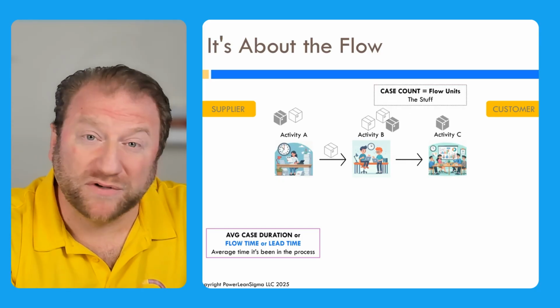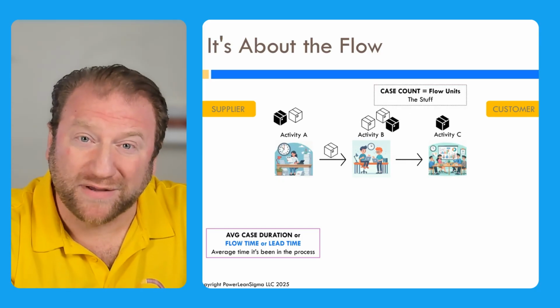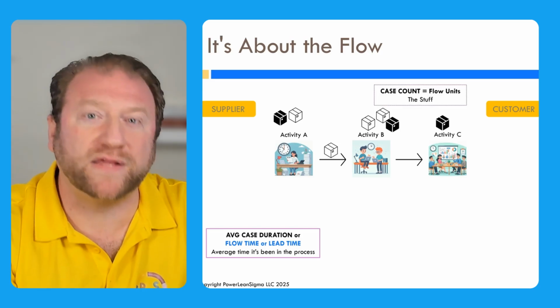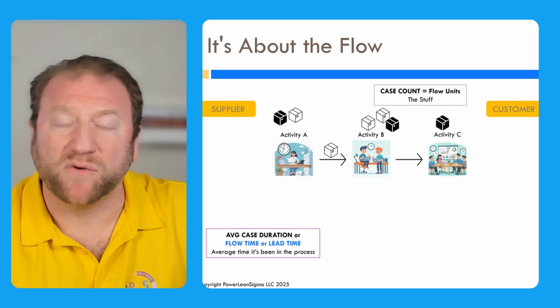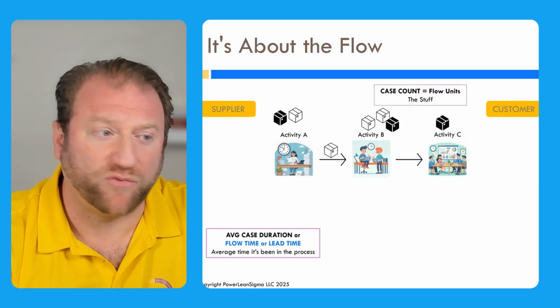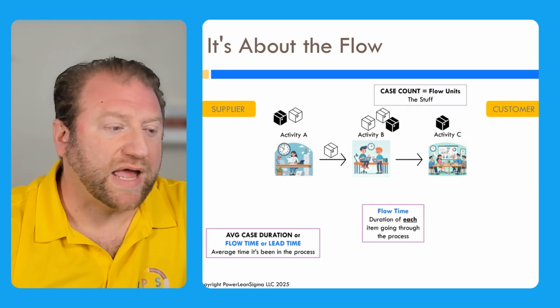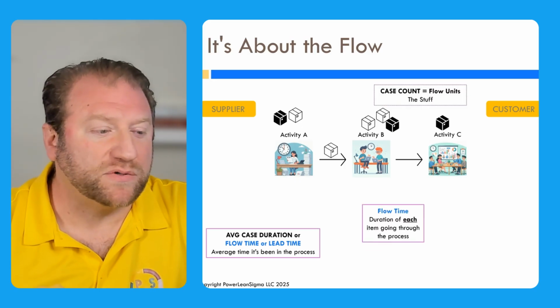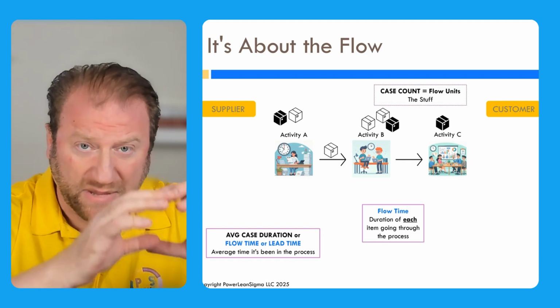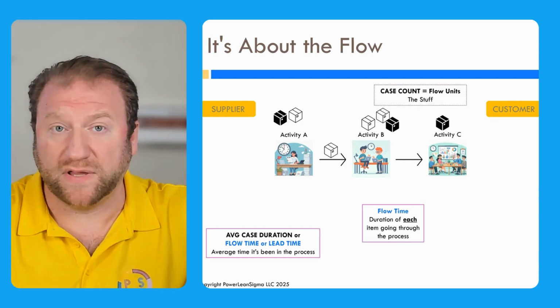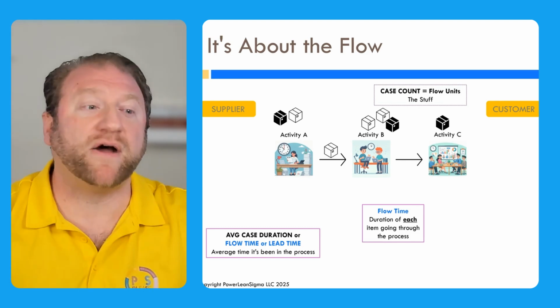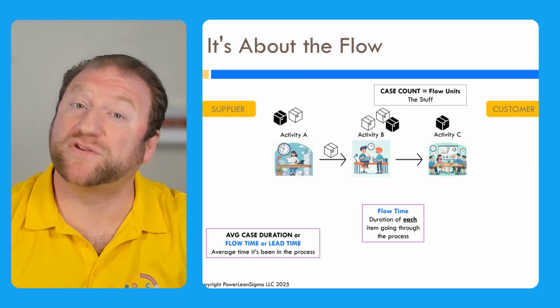How much stuff do we have in our process? And where is it? And why is it there? Is it stuck? How long is it taking? When can I tell the customer it's going to be ready? And we call that flow time. Basically, each item has its own flow time, how long it's in there. We take them all together, and we now have an average, or average case duration.